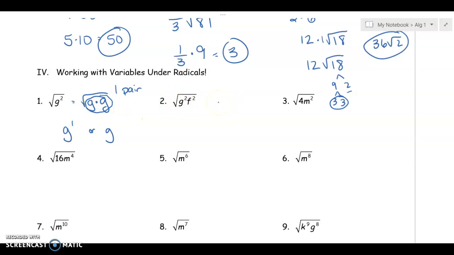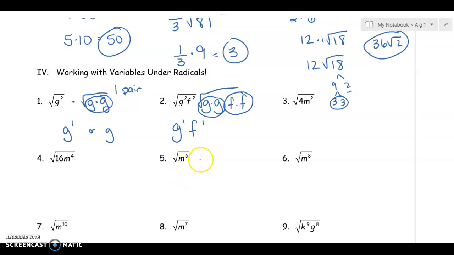If there weren't any pairs, by the way, then the leftovers would stay under the radical. So like g squared, f squared, you would end up with g times g and f times f. There's a pair of g's and a pair of f's. For each pair, you write it down once. So 1 pair of g's will be my new exponent, and 1 pair of f's will be my new exponent. There's no leftovers, so I don't need a radical.